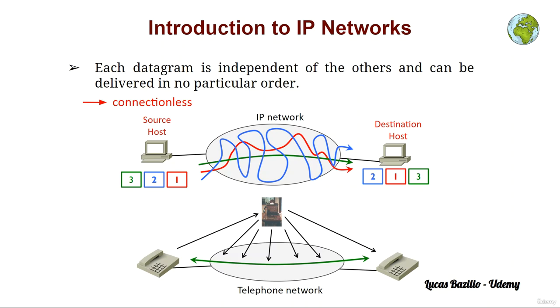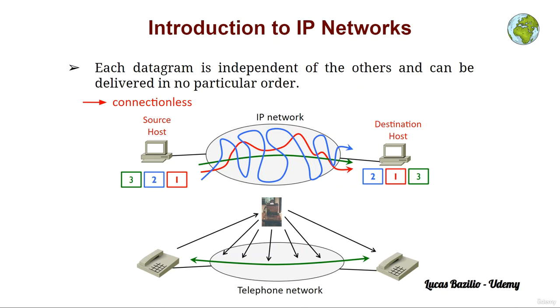Essentially, if we are sending datagram 1, we don't need to be worried if datagram 2 was already sent or if datagram 3 has already arrived at the destination host. Here they are independent. Now, as we can see in this figure, in contrast to this IP network, we have below a telephone network. A telephone network is not connectionless. A telephone network is a connection-oriented service.